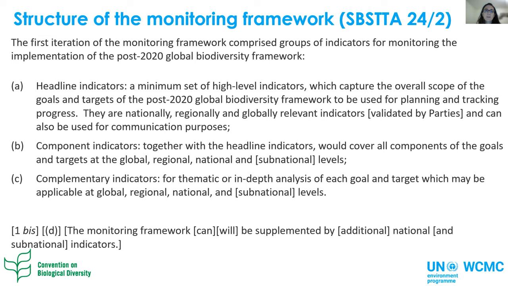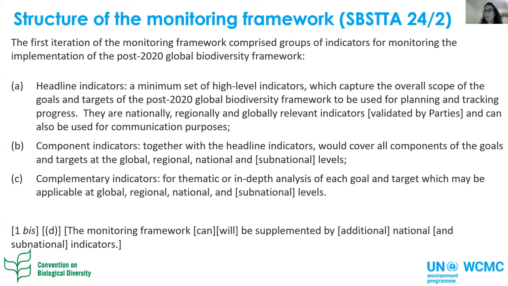The framework includes 3 different levels of indicators. It includes headline indicators, which are seen as a minimum set of high-level indicators for measuring the goals and the targets. There are currently about 39 of them, and these are indicators that should be both globally and nationally relevant. The importance of being able to aggregate the indicators up for global assessment is a criterion for inclusion at this level.